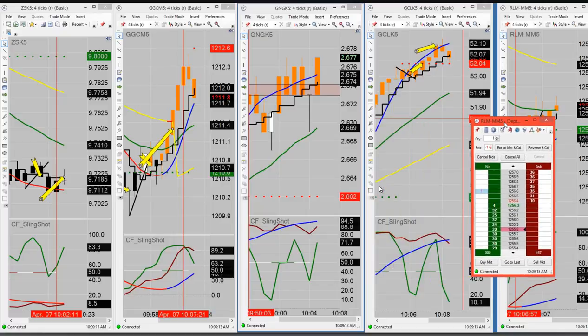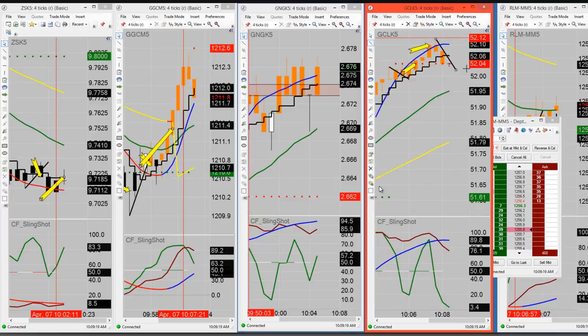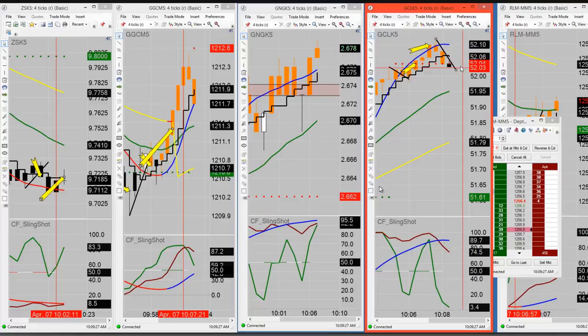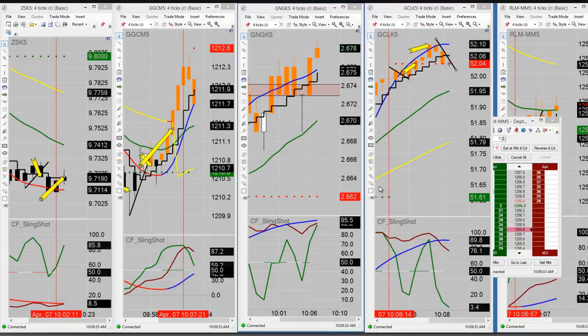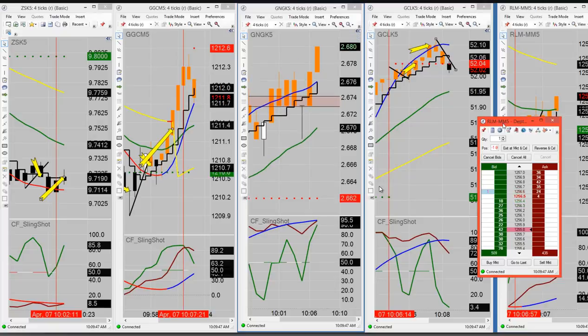Okay. 52.03 is low on this. 52.07 would be the high. 52.03 is low. 52.07 would be the high on that, on the crude. Okay. Go to last. All right. I don't want to see the Russell go for the YBR here. I don't want to see that because that would definitely stop us out.